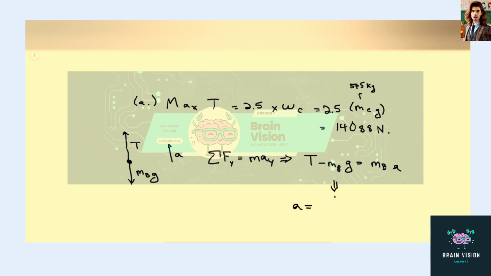And so the acceleration is equal to T minus mass of the boulder times gravity over the mass of the boulder. And so we just solved for the tension up here. We know what the mass of the boulder is. It's 750 kilograms. And we know g. And so we can plug in those numbers and we get that the acceleration, the maximum acceleration, because we use the maximum tension here, is 8.98 meters per second squared. And that's the answer to part A.